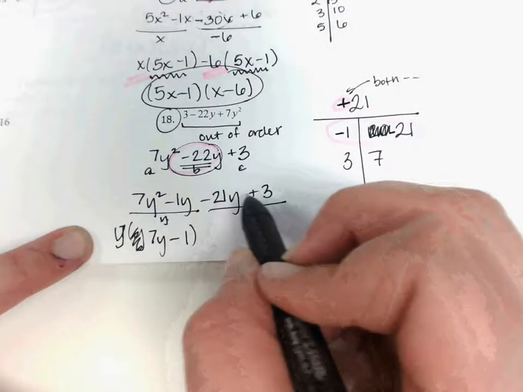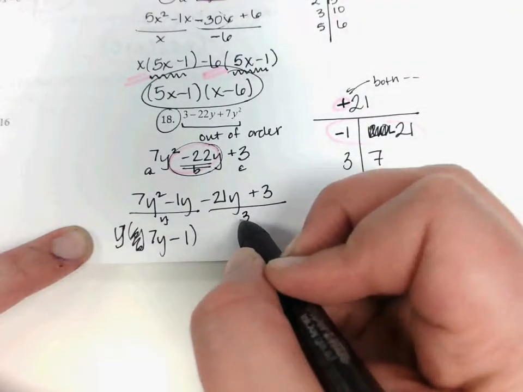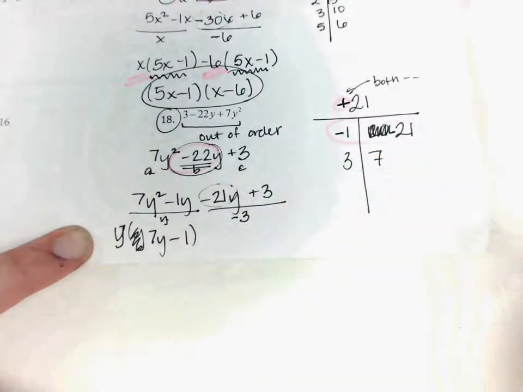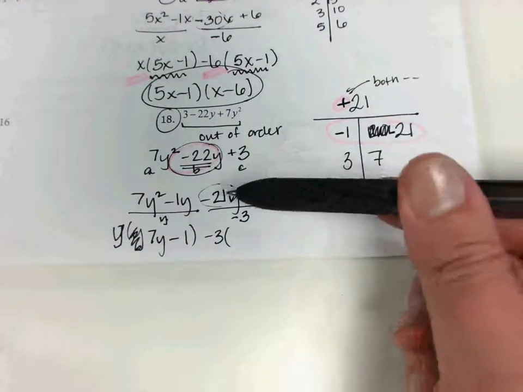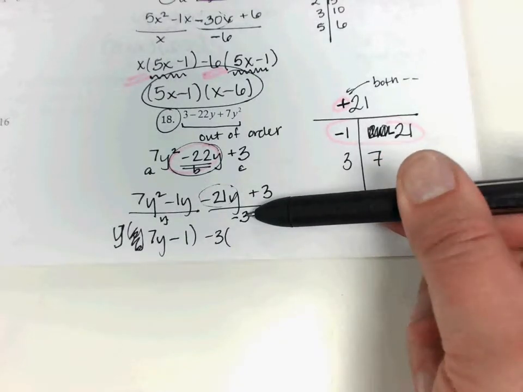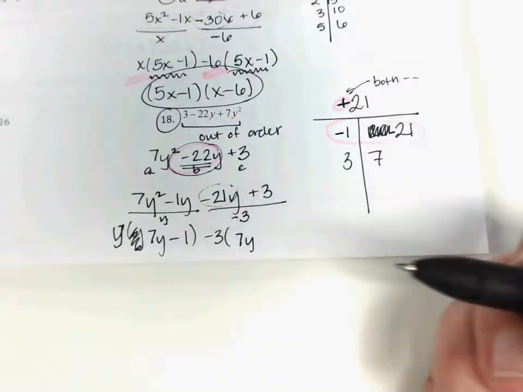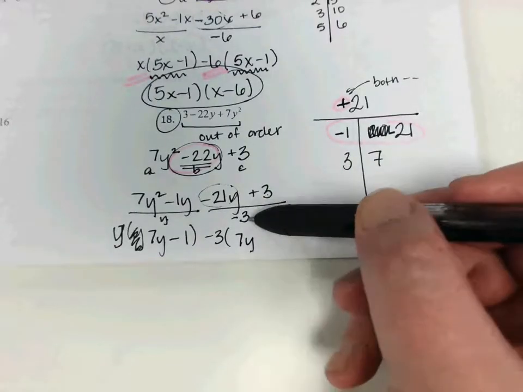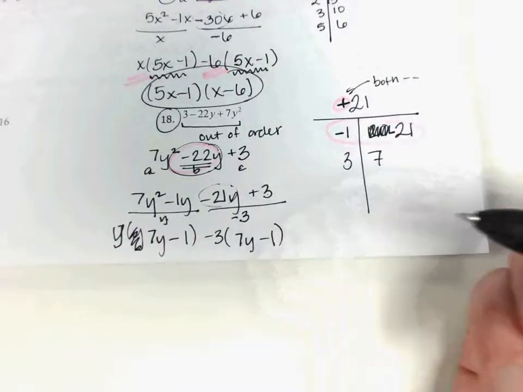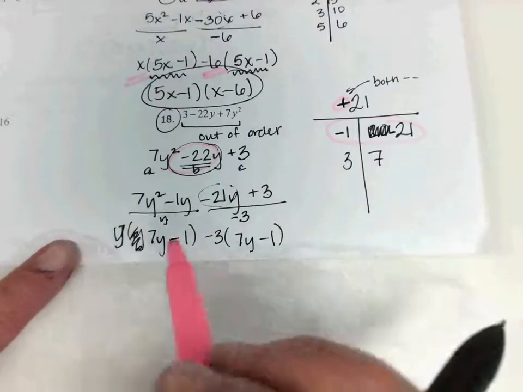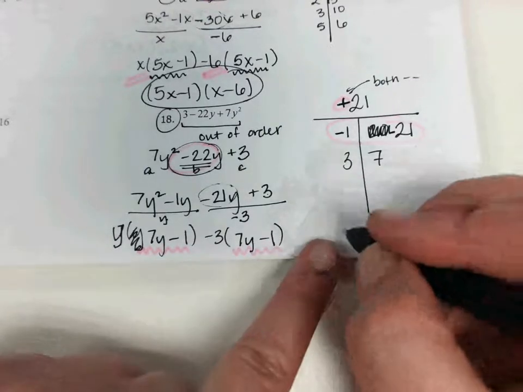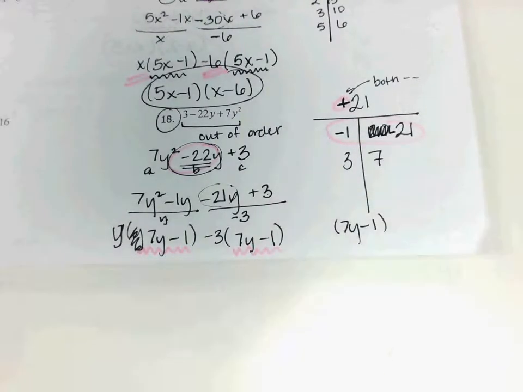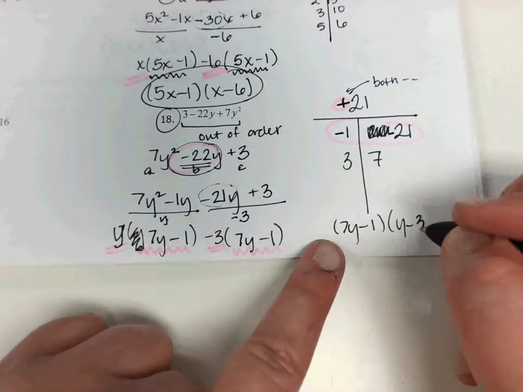Second partners, 21 and 3, those can both divide by 3. But if the first one's negative, you have to pull the negative out as well. So it'll be a -3 here. And then -21 divided by -3, that leaves me with a positive 7y. Then 3 divided by -3 leaves me with a -1. Then you look at your two little parentheses, make sure that they match each other. I have a 7y minus 1 on both. And then I pull the outside stuff together, y minus 3, that's your second factor.